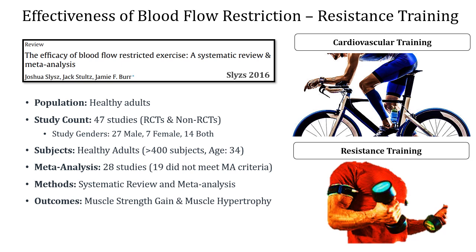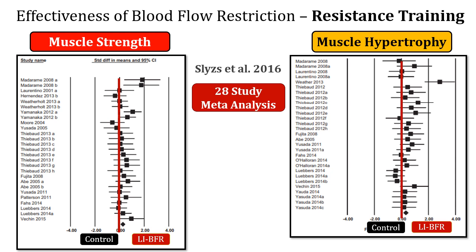The meta-analysis was the largest to date with 28 studies. Again, it looked at muscle strength and muscle hypertrophy, and it also included and categorized the studies into cardiovascular as well as resistance training. So muscle strength as well as muscle hypertrophy. Once again, the diamond falls to the right of the midline, and we can see that for the resistance training, muscle strength and muscle hypertrophy favor the low intensity BFR group.